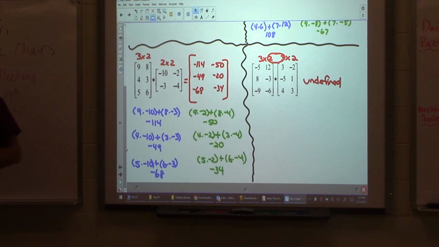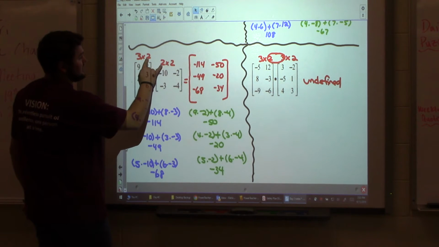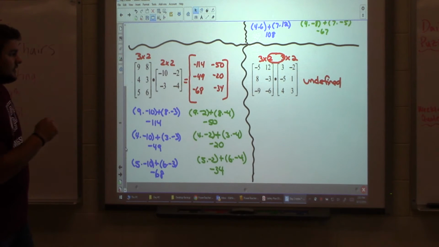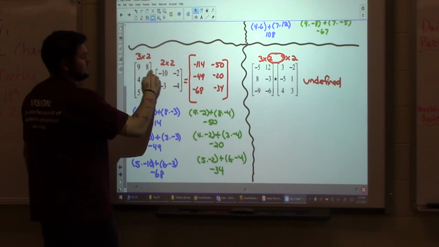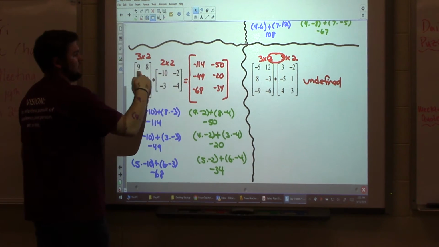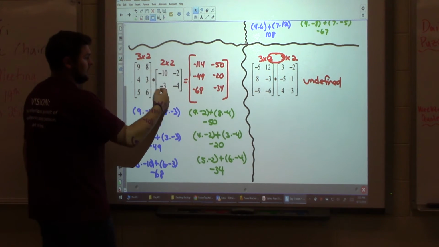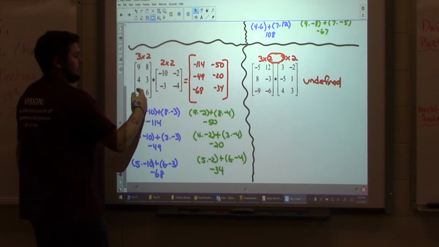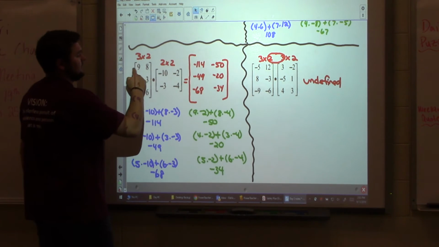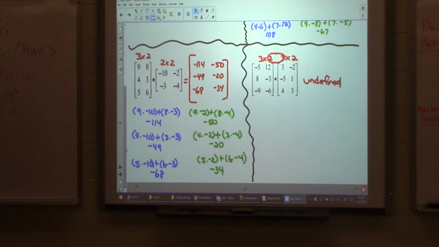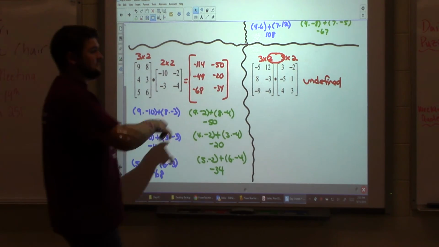The first one, however, on the bottom, we have a 3x2 matrix times another 3x2 matrix. My 2's in the middle are the same, so I know I can multiply them. My answer should be a 3x2 matrix. I'm taking rows from the first matrix times columns in the second matrix. Top left should be negative 114. Middle left should be negative 49. Bottom left should be negative 68. Top right, negative 50. Middle, negative 20. Bottom, negative 34.